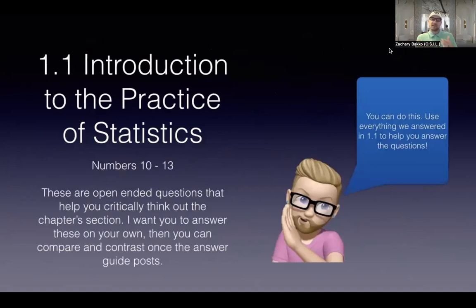Okay, so that brings us to the end of section 1.1, and you're going to see with numbers 10 and 13, these are open-ended questions. So here's a little blurb I wrote. These are open-ended questions that help you critically think out the chapter section. I want you to answer these on your own, then you can compare and contrast once the answer guide posts. The answer guide is posted along with this video.